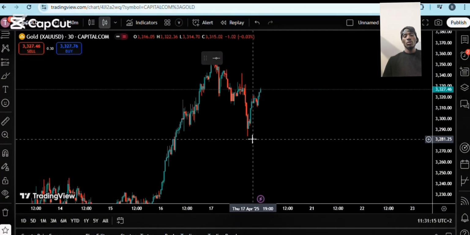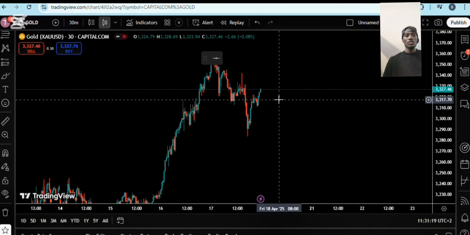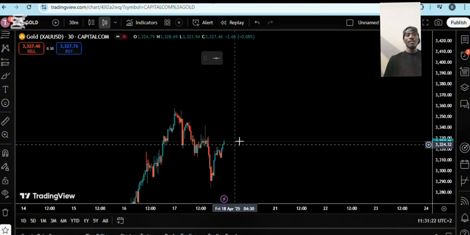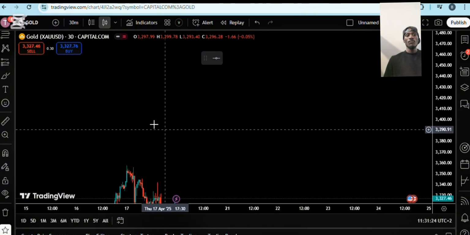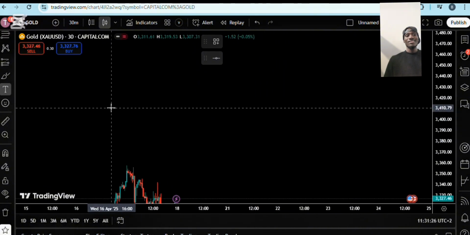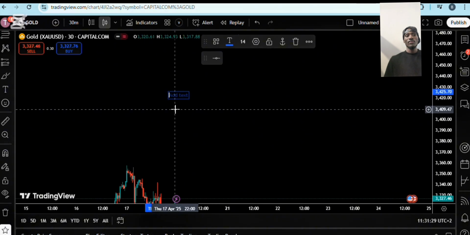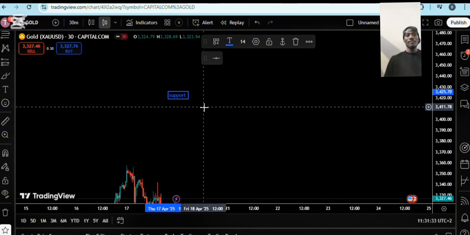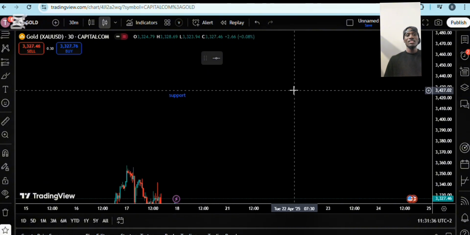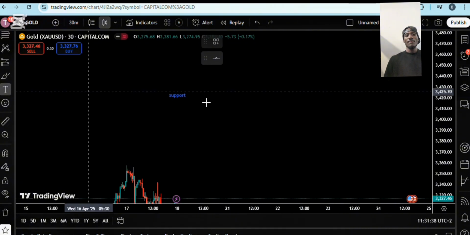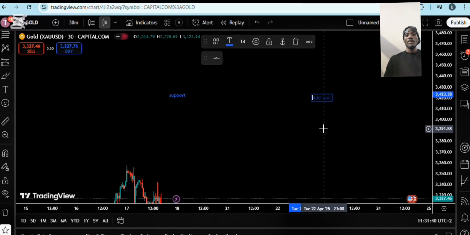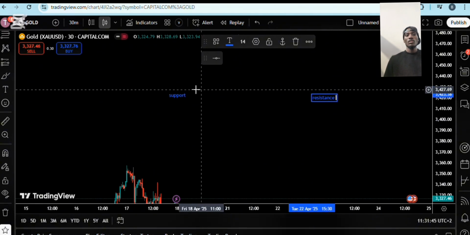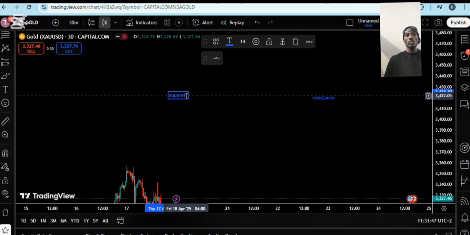So the first thing that you want to do is define a support and a resistance. Let me go to a clean fresh page. We're going to write support to the left, and resistance to the right. Support to the left and resistance to the right. So what is the support and what is the resistance?